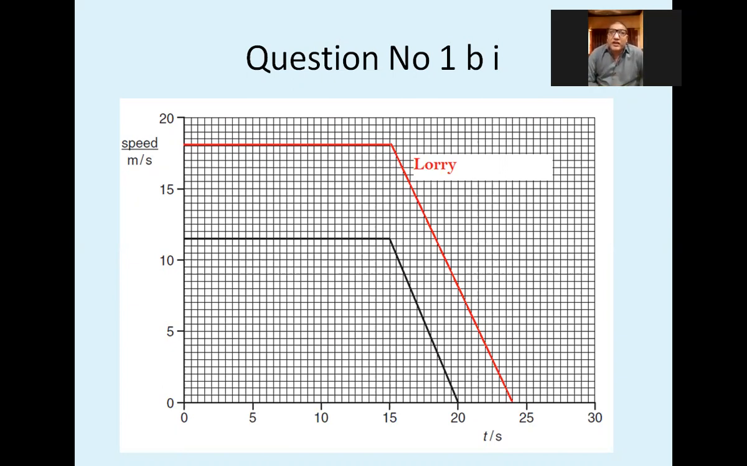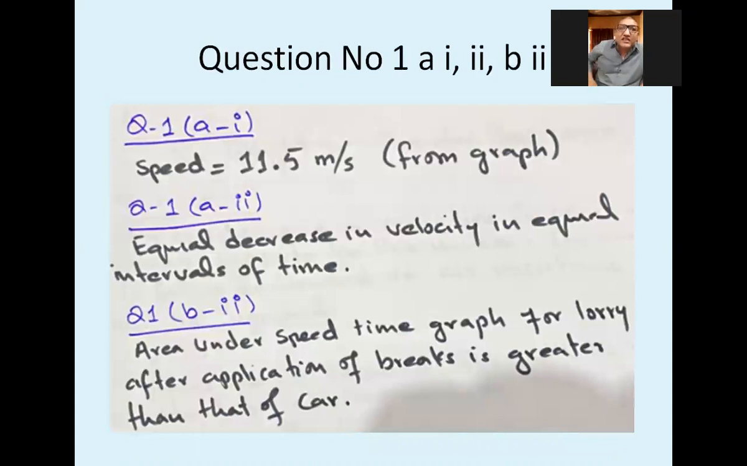Plus another very important point is the lorry was traveling at a higher speed and it took a longer time to stop. So obviously the lorry will travel a longer distance. I have written this answer. Let me show you question number 1B, second part. The answer is showing on your screen. Area under the speed time graph for the lorry after application of brake is greater than that of the car. So from the area under the graph after 15 seconds, the lorry has a greater area under the graph compared to the car. That's why I can surely say from the graph that the lorry will be traveling a longer distance.